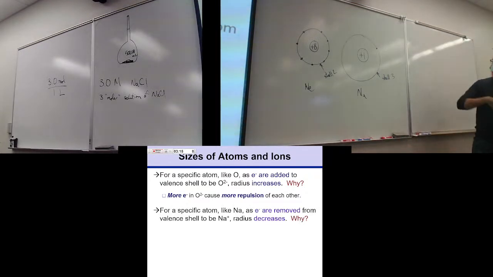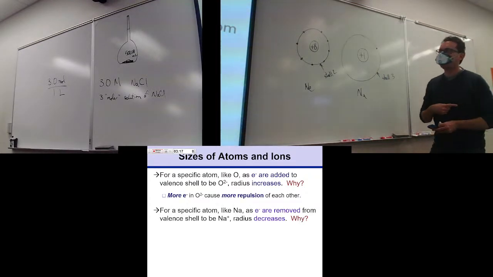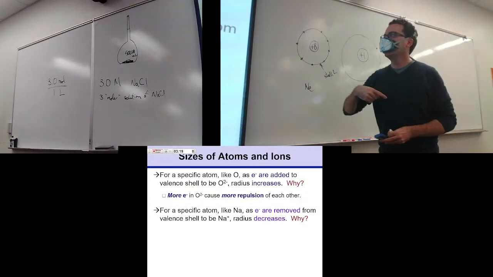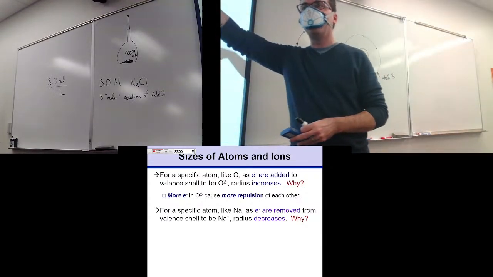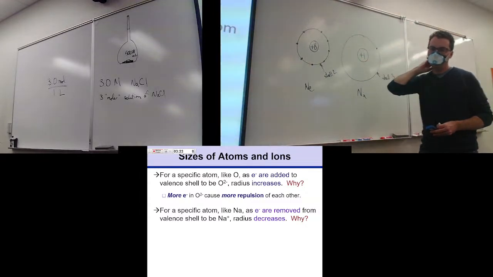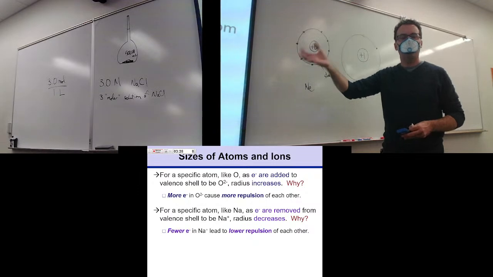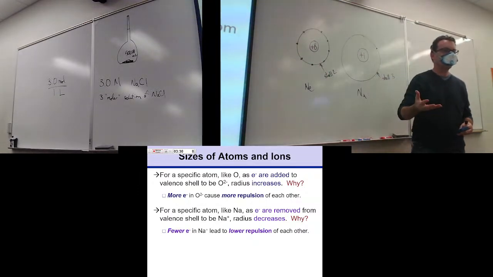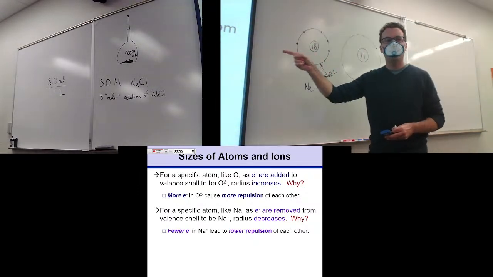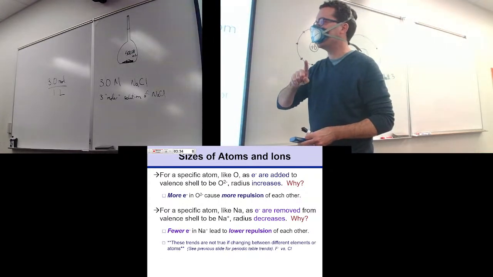If I remove electrons, the radius decreases. So for instance, if I take sodium and remove its one electron. So why is that? Well, there's also the same reasoning. If I remove electrons, there's less electron-electron repulsion. But in the case of sodium, it's even a bigger reason.